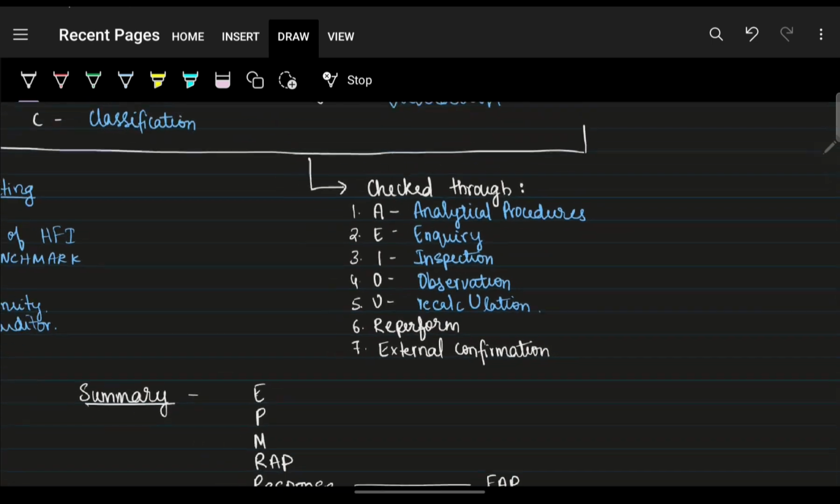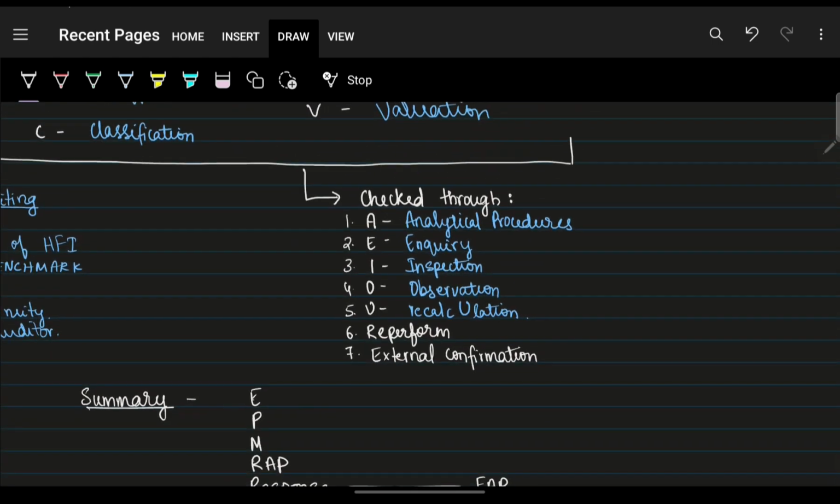Okay, next. So how are these assertions checked? It is checked through AEIOU, reperform, and external confirmation. A is through analytical procedures. What are these analytical procedures? Analytical procedures are comparing financial and non-financial information. Suppose the amount of salaries has increased; you will check whether there's an increase in the number of employees as well. These are the basic things that you will check.